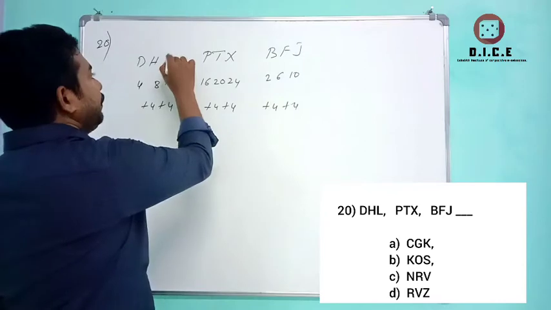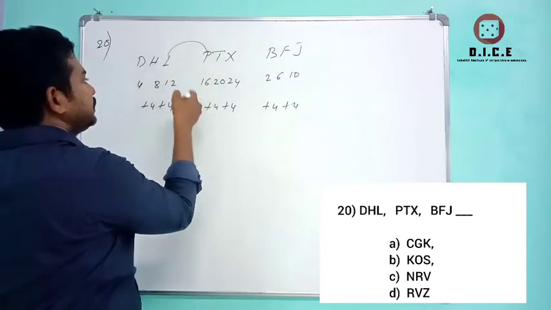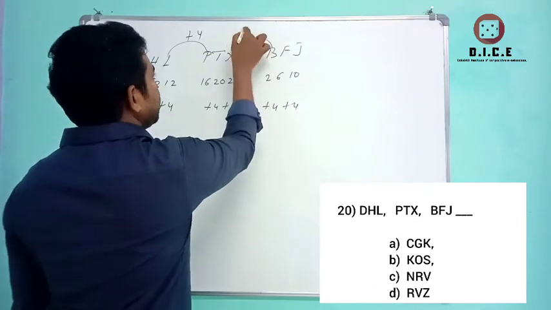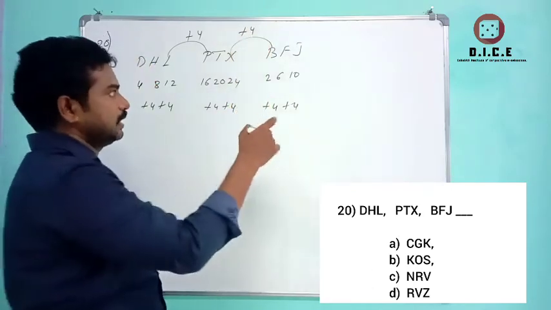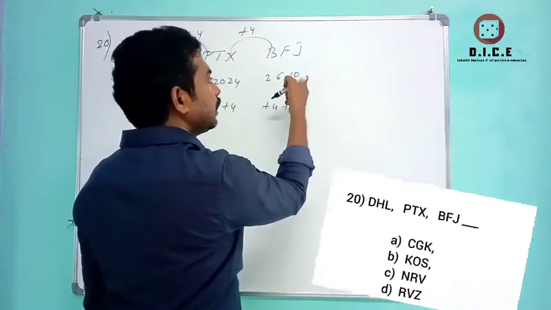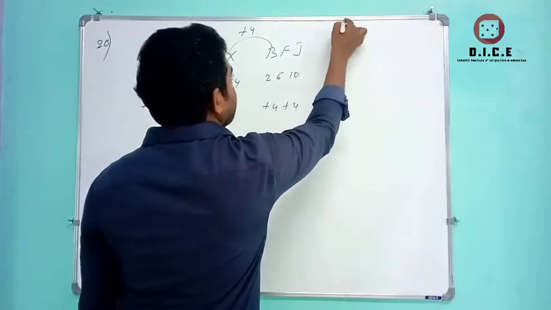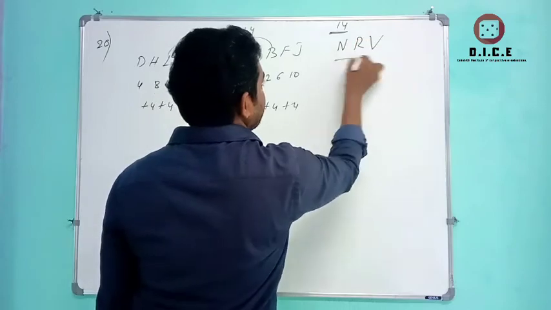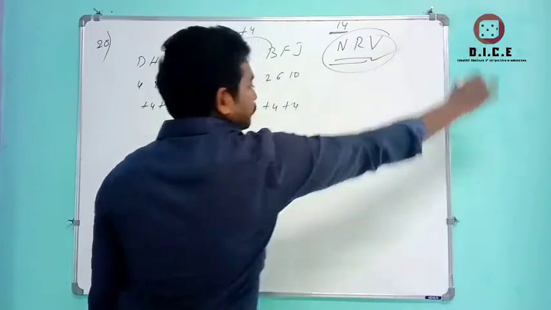Now see here, L becomes P here. L is 12 and P is 16, that's plus 4. 24 becomes 2 here. Again X to B, this is nothing but plus 4 in the pattern of the series. J is 10. If we add 4 to 10, that should be 14. The 14th letter is nothing but N, and the option is NRB, which is your answer.